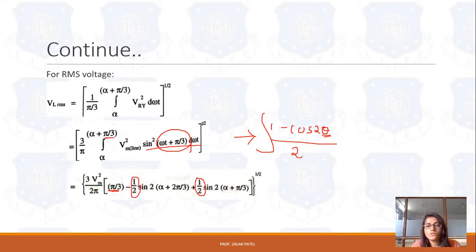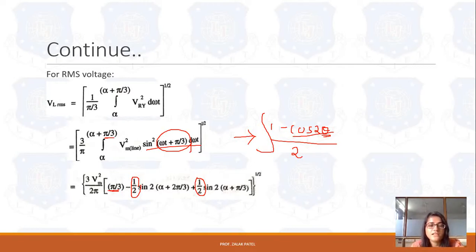Now you have to integrate cos 2 theta. So integration of cos is sine 2 theta divided by 2. That's why here sine of 2 is here and the common 2 is taken here. So sine 2 theta. Then we have to apply the limit alpha to alpha plus pi by 3. So it is like alpha plus pi by 3 plus pi by 3. That's why here sine alpha plus 2 pi by 3.